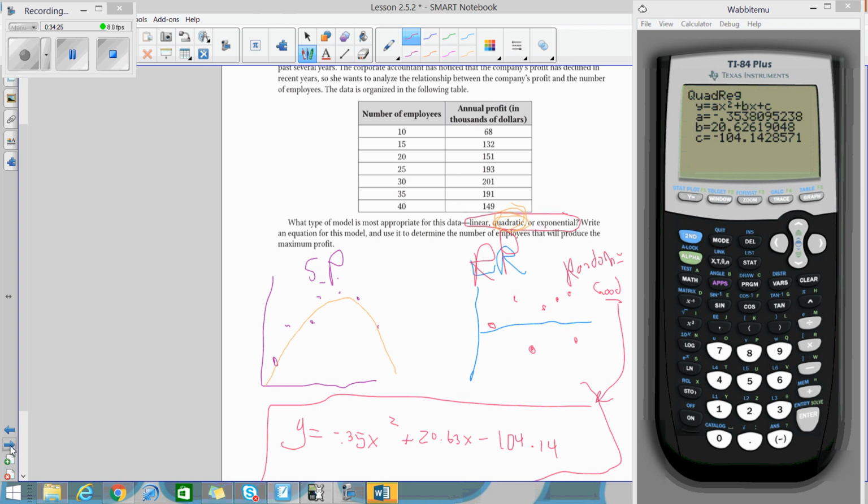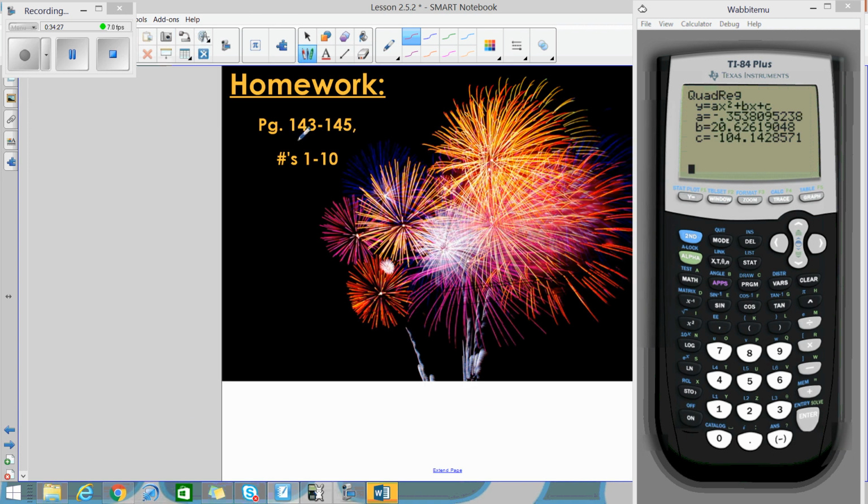So with that said and done, here's your homework. You're going to work on pages 143 through 145, 1 through 10. When doing these problems, you need to show your line of best fit, your scatter plot, and then your residual plot, on every single problem if you're going to say it's a good line of best fit. Is that understood? And then answer the additional questions. All answers are in the back of the book. Make sure you're checking your answers.